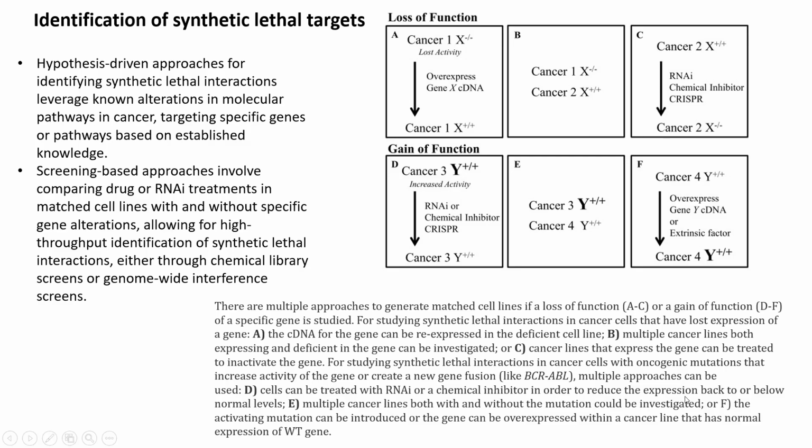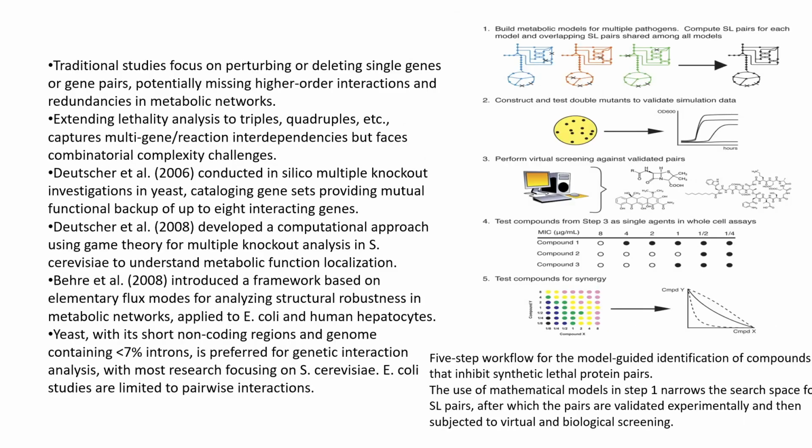The activating mutation can be introduced or the gene can be overexpressed within the cancer cell line that has a normal expression of a white gene. So basically, if you have a particular gene, you can try to overexpress that. If you have a certain gene, you can try to inhibit that. Using these several combinations, what you are trying to find is what is the synthetic lethal partner of this particular X factor here or this particular Y factor here. This is your target. So if you're trying to mutate one and the other is all right and the cell is surviving. If you mutate both, the cell should die. That is the idea of synthetic lethals.